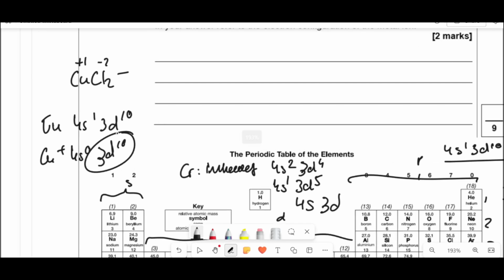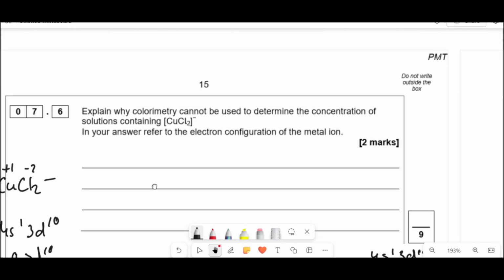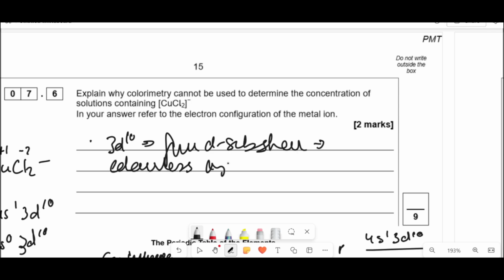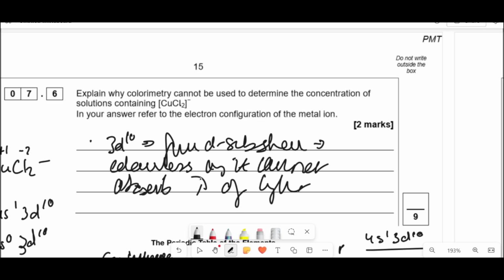So if it's a complete d subshell, there is no energy gap for the electrons to absorb and jump, excitation states and ground states and all that jazz. So it's colorless. So you would say exactly that. It's 3d10, it's a full d subshell, therefore it is colorless, as it cannot absorb wavelengths of light or frequencies, whichever one you want to call it.